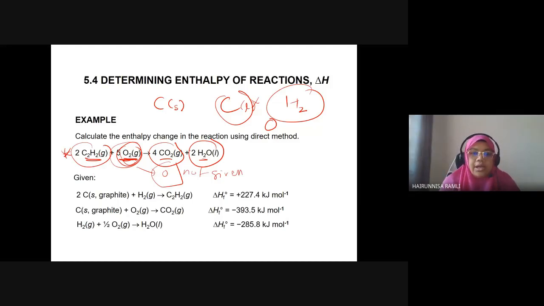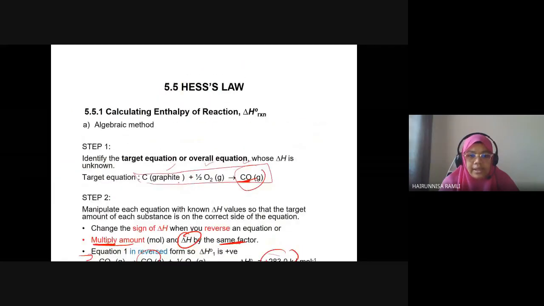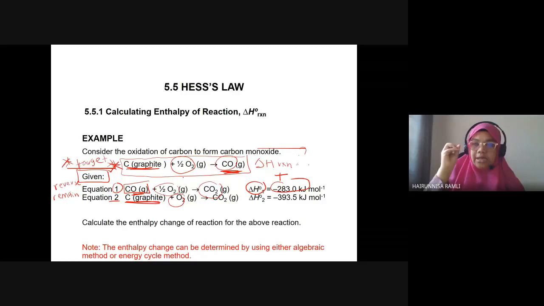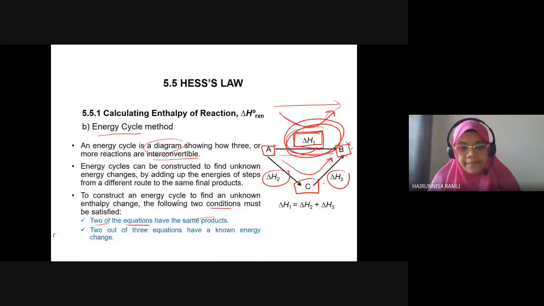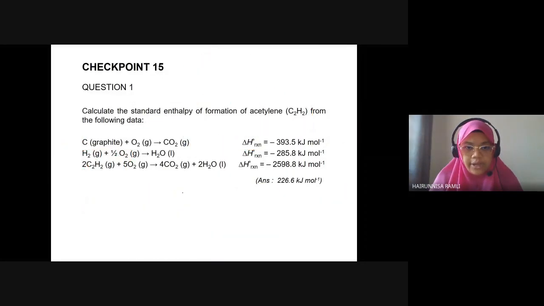substance tu. Kalau indirect method, okay, tadi yang awak tanya pasal kosong tu lah kan, itu untuk direct method specific. Sebab tu dia mention specific formation. Kalau indirect method, dia tak semestinya formation. Contoh kalau you refer balik tadi soalan checkpoint ni, okay, you boleh check this one eh. CO2, is this enthalpy formation?